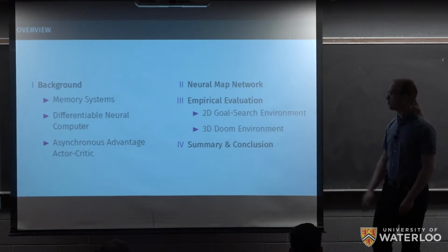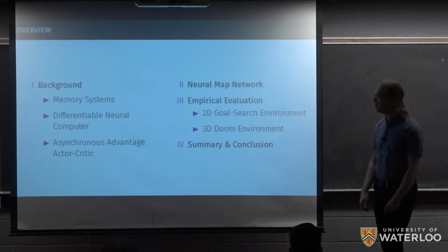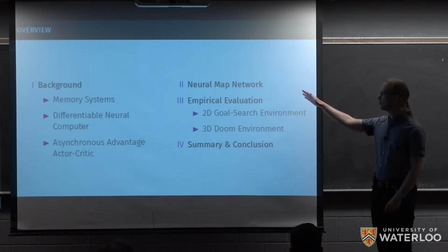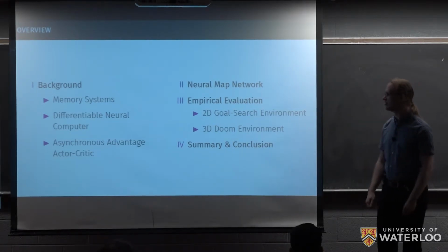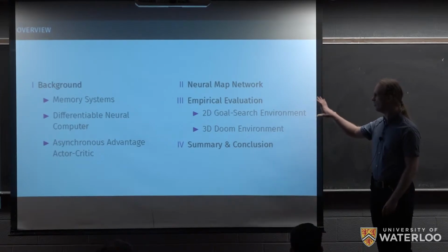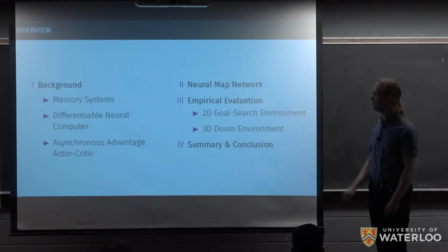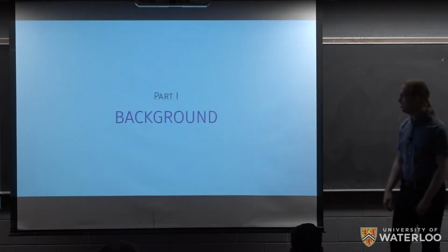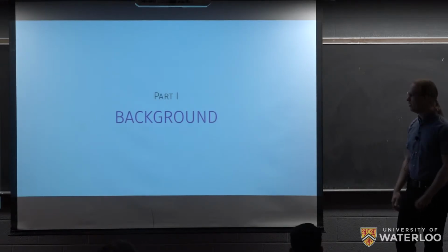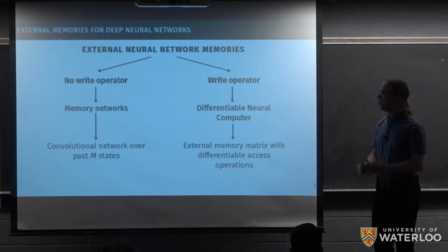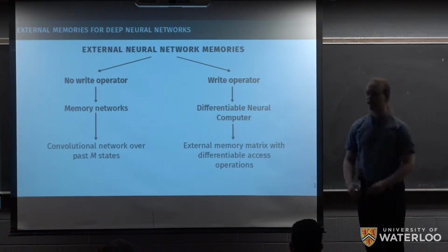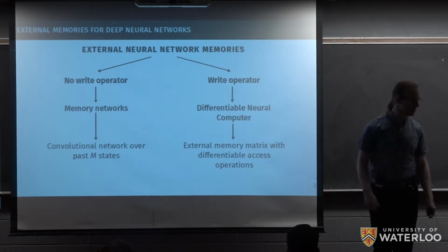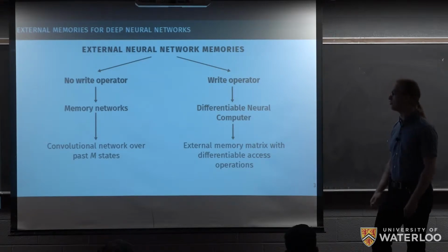So here's a quick overview of my talk. I'm first very quickly going to go through some background. Then I'm going to talk about the architecture that the authors invented. And then I'm going to take you through the empirical evaluation that the authors performed, followed by some quick summary. So let's start with a very quick overview of which kinds of external memories can be attached to neural networks.